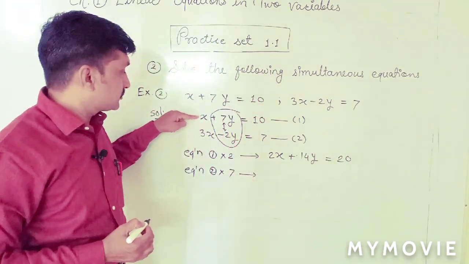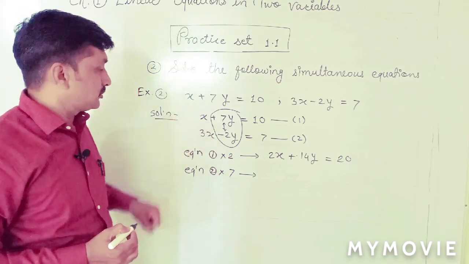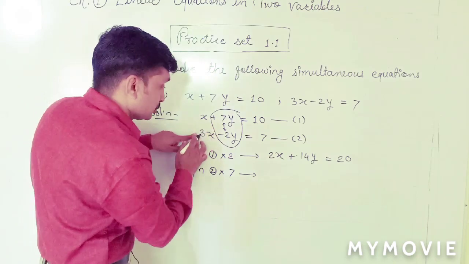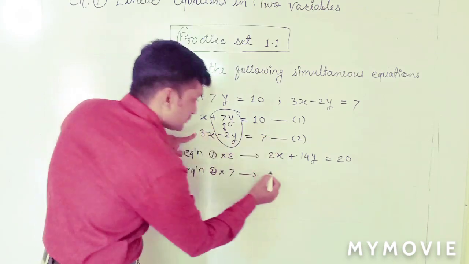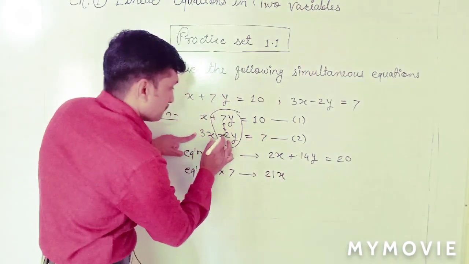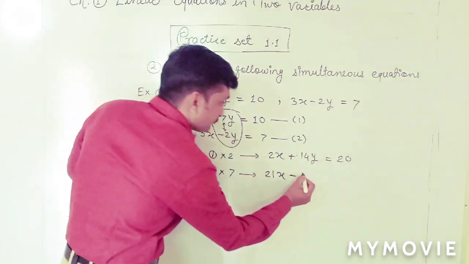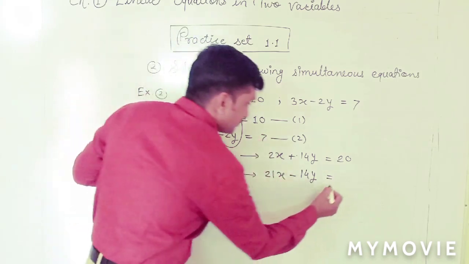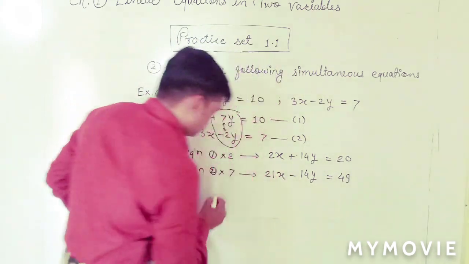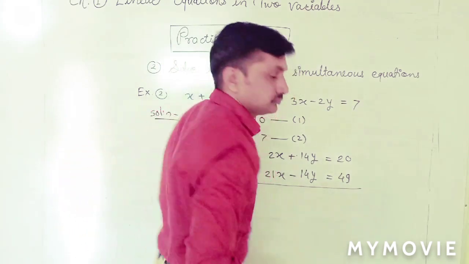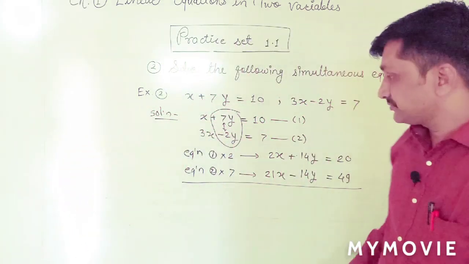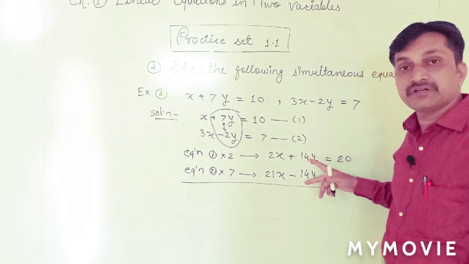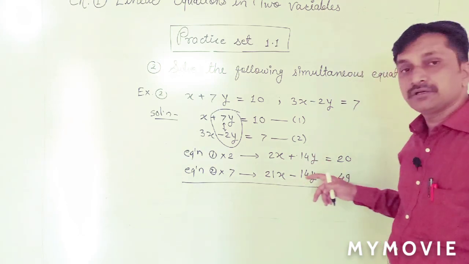We multiplied equation 1 by 2. Now equation 2 is multiplied by 7, to these coefficients: 7 3s are 21x minus 7 2s are 14y is equal to 7 7s are 49. Now see, the coefficients are the same now. We have equated them, 14y, 14y.